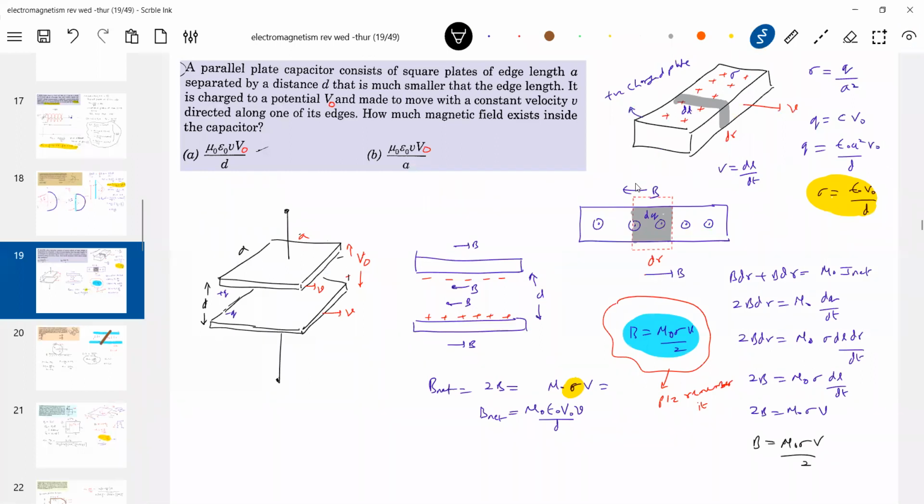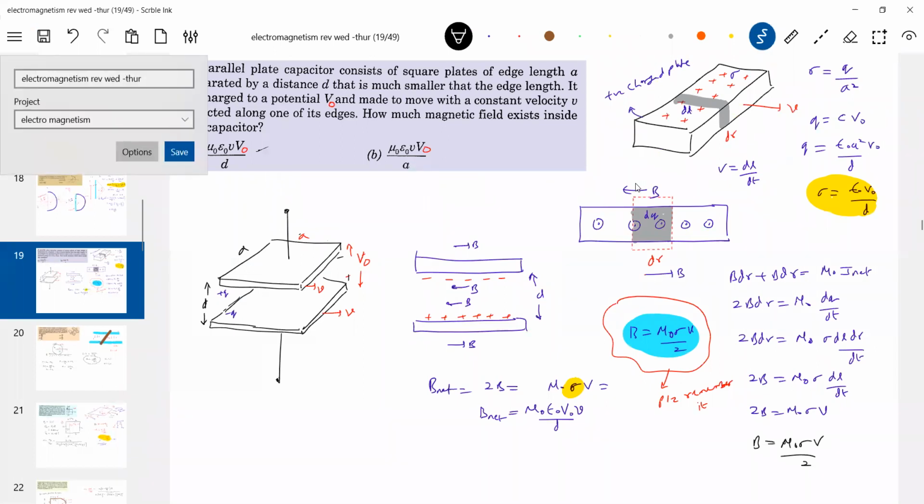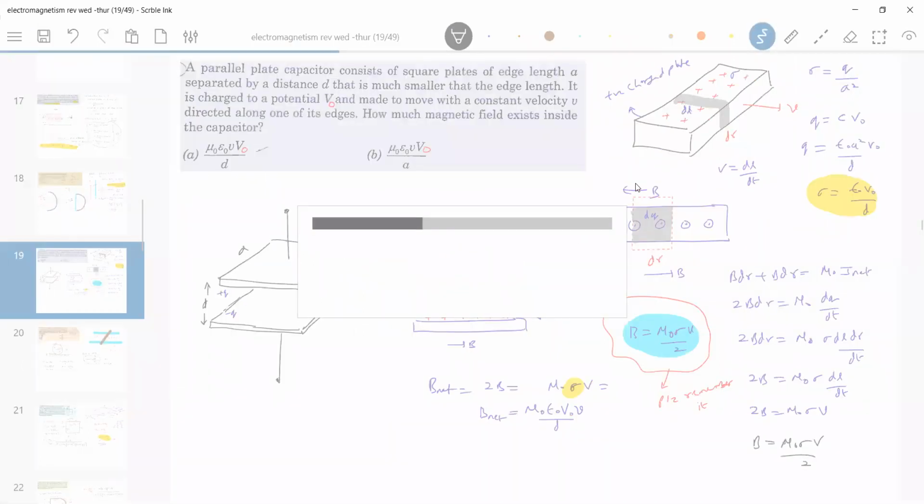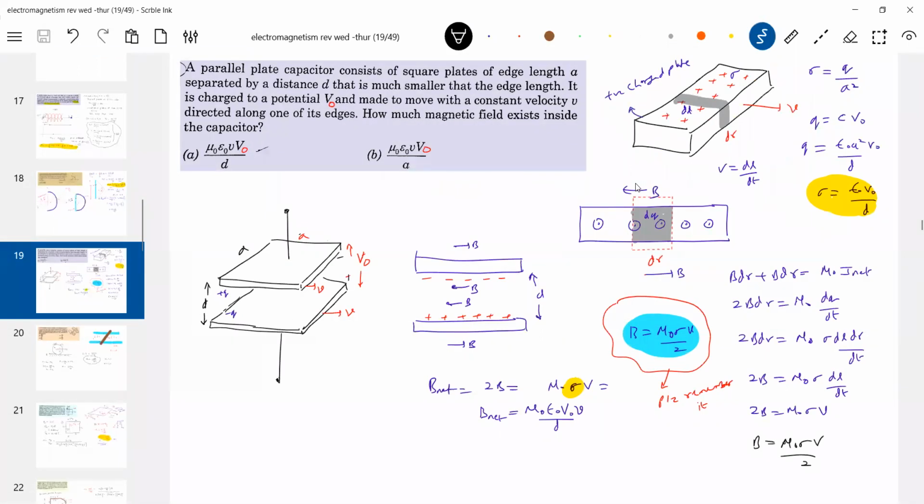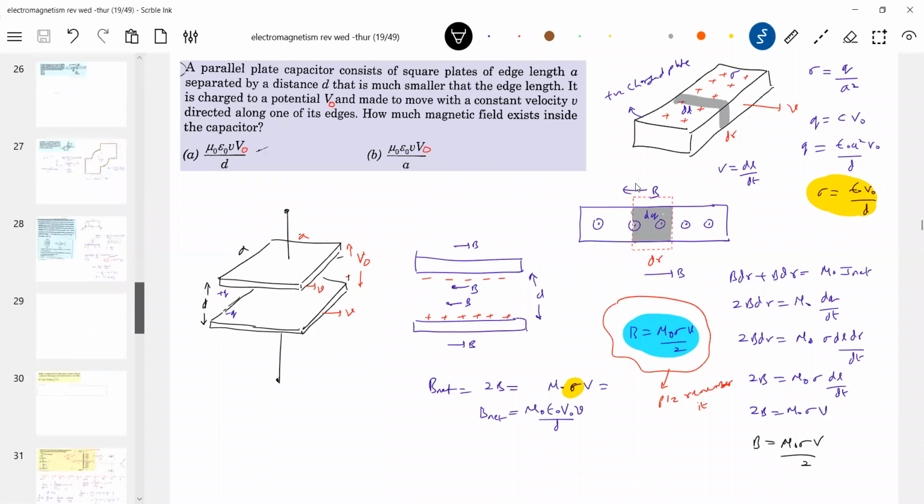I suggest you better remember this, you do get plenty of questions on this application. If a thin, non-conducting charged sheet of surface charge density sigma is moving with a velocity V tangential to the sheet, you can see from all the diagrams what we have. The field strength is mu naught sigma V by 2. Fine. So now I'm going to take help of this concept directly and I'll end the problem.